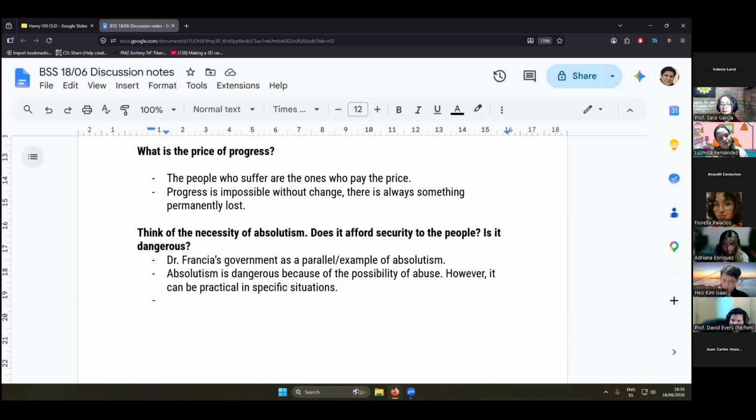We have a couple of comments. In theory, it affords security because decisions are swift and order is maintained, but it is dangerous because the same concentration of power removes safeguards, because of the possibility of abuse. I'm going to add here, especially without safeguards, which is essentially what a monarchy is.